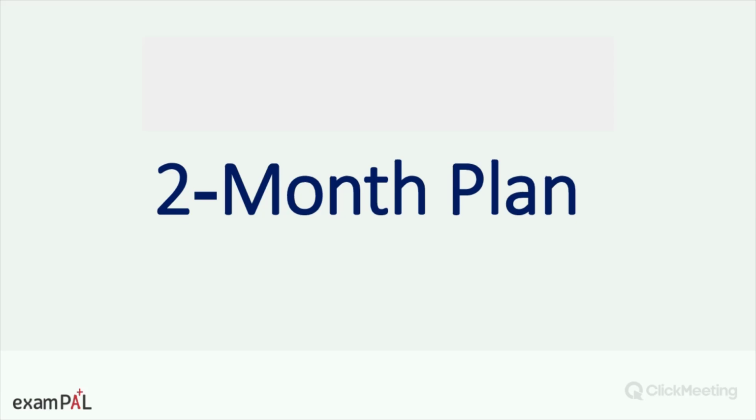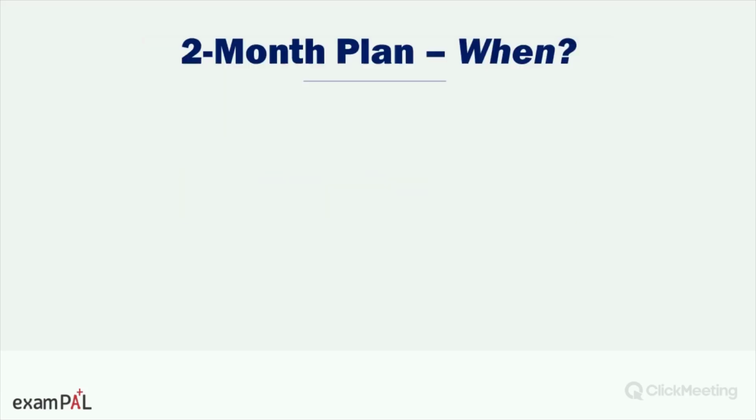Let's talk about what a 2-month study plan looks like. The operative word here is plan, as in our goal is to know what we're going to do for every day of the next 60 days. This might sound ambitious, but let's break it down and see what I mean.